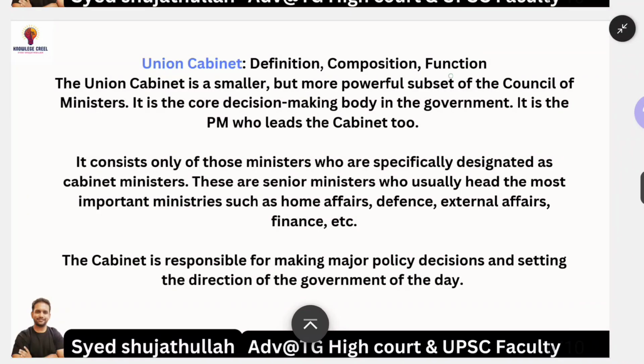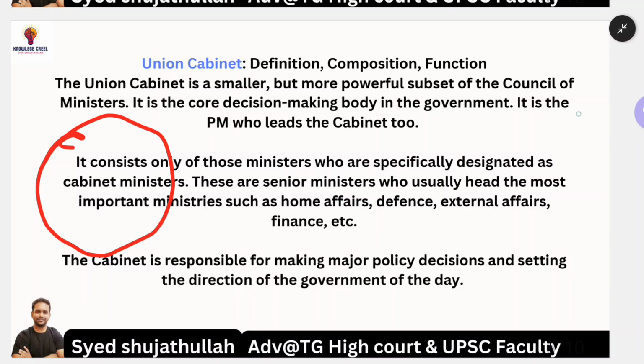Right. Then what is the meaning of Union Cabinet? Okay, definition, composition, etc., so and so forth. Let us see about it. The Union Cabinet is a smaller but most powerful subset of Council of Ministers. Okay, that is what. So if this is the Council of Ministers, we will have what? This is the Union Cabinet, most powerful but smaller. It is a core decision making body in the government. It is the PM who leads the cabinet. So cabinet is led by the PM all the time.